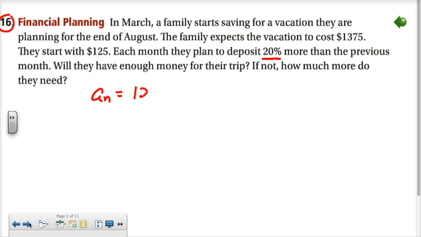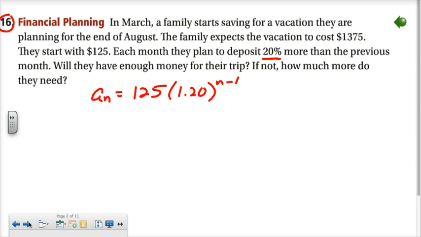So they have 125, but this is going to be geometric because when you find percentages, you're going to multiply. So that's going to be times 1.20 to the n minus 1 power. And then it says, will they have enough money for their trip? If not, how much more do they need?